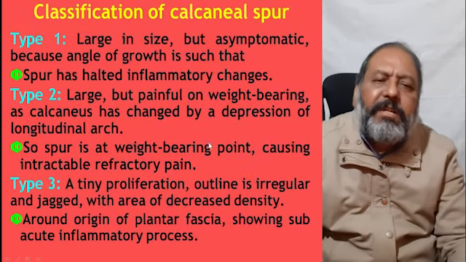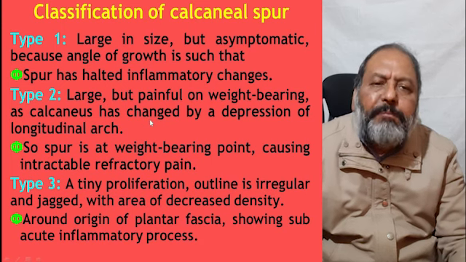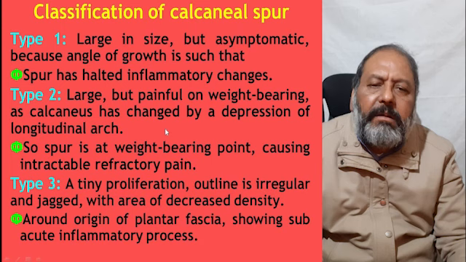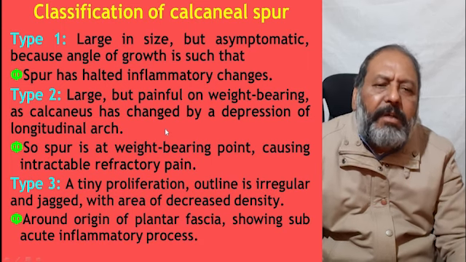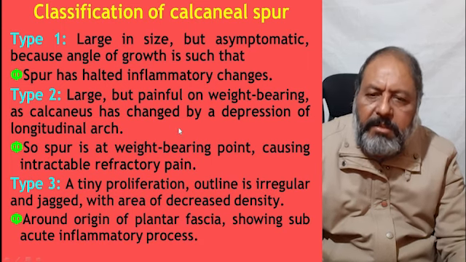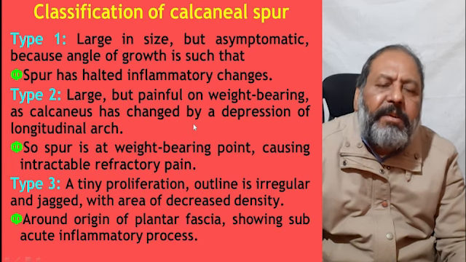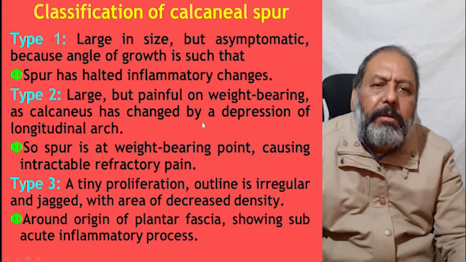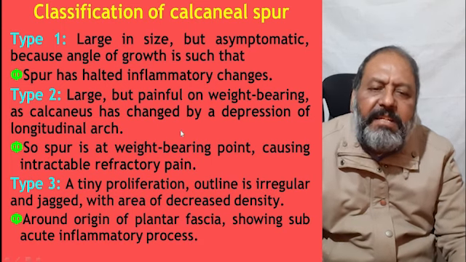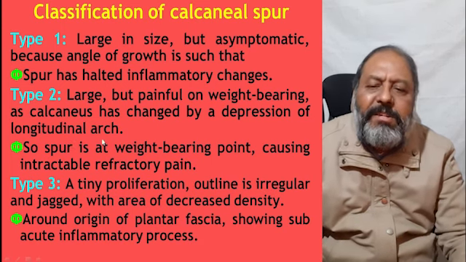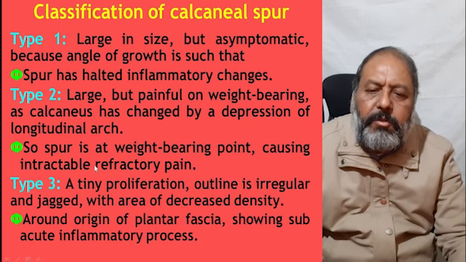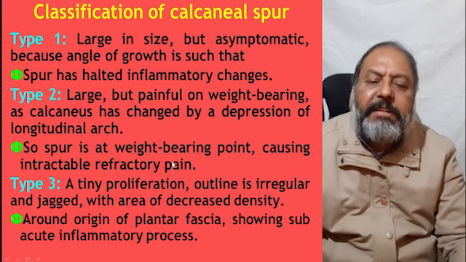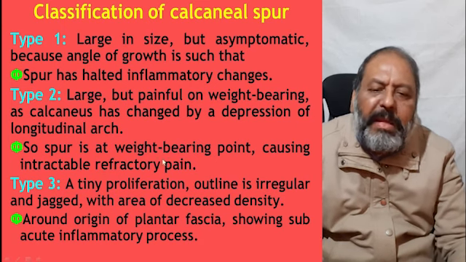Now another classification of the calcaneus spur is type 1, that is large in size, but it is asymptomatic because the angle of the growth of the spur is such that it has halted the inflammatory changes. Type 2 is large but painful on weight bearing, as the calcaneus has changed by a depression of the longitudinal arch. So the spur is at the weight bearing point, causing intractable refractory pain. So it is painful.